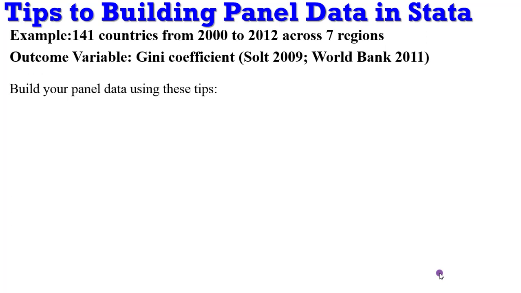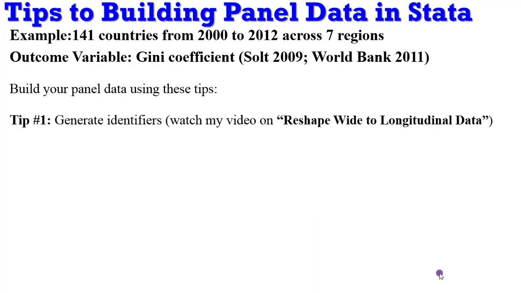In this example, I'll be using 141 countries from 2000 to 2012 across 7 regions, and my variable of interest is the Gini coefficient. In building your panel data, tip 1 will be generate identifiers. Watch my video on Reshape Wide to Long if you don't know how to do this.